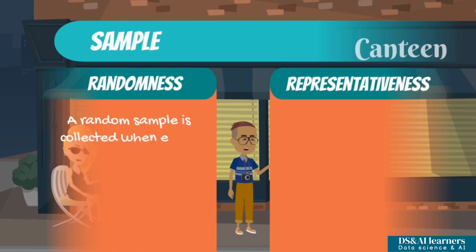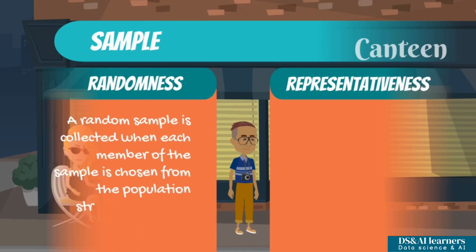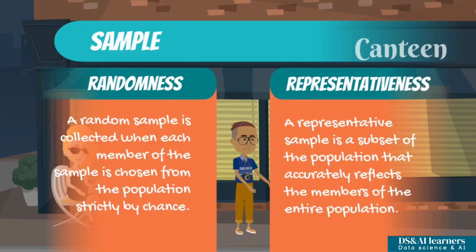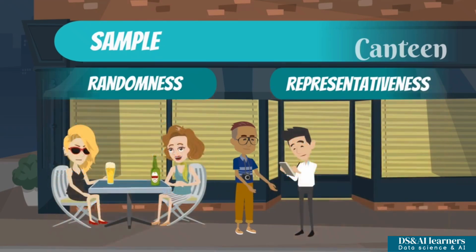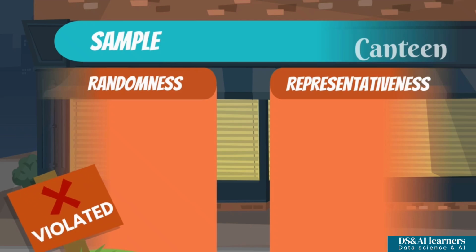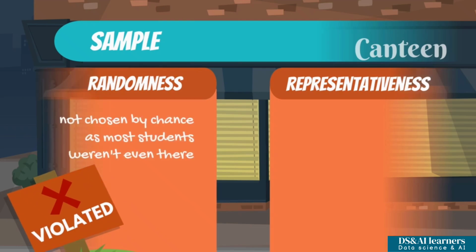A random sample is collected when each member of the sample is chosen from the population strictly by chance. A representative sample is a subset of the population that accurately reflects the members of the entire population. Let's go back to the sample we just discussed, the 50 students from the NYU canteen. We walked into the university canteen and violated both conditions. People were not chosen by chance. They were a group of NYU students who were there for lunch. Most members did not even get the chance to be chosen, as they were not in the canteen. Thus, we conclude the sample was not random.